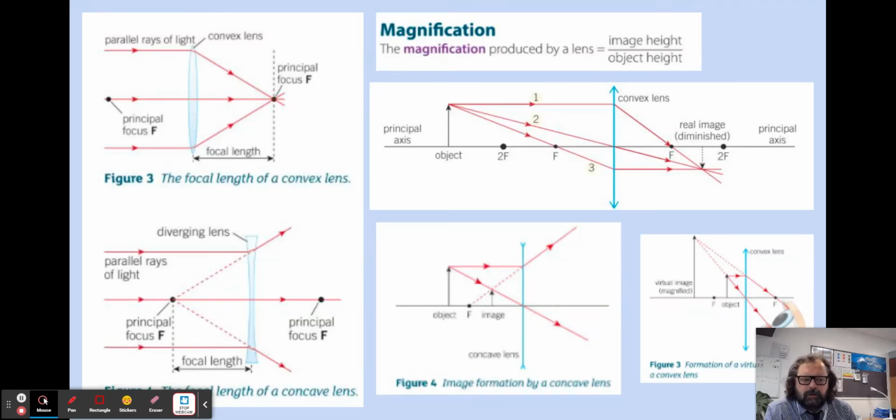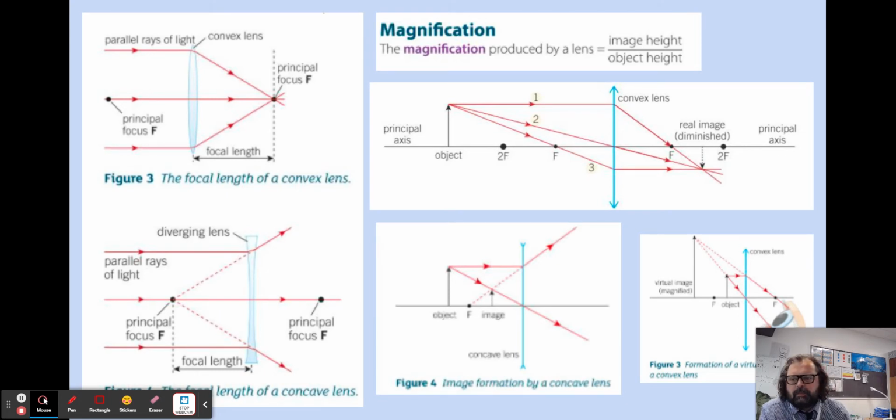Okay, video number 9 is about lenses. More common questions in terms of drawing these diagrams come on higher tier papers, but you must make sure that you understand the difference between convex or converging lenses and concave or diverging lenses.